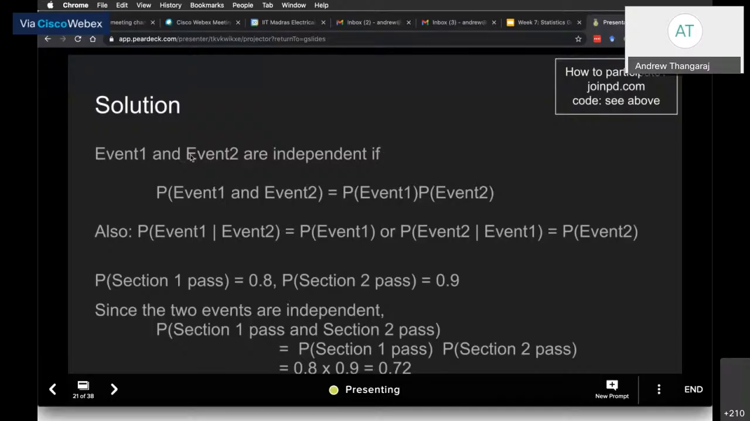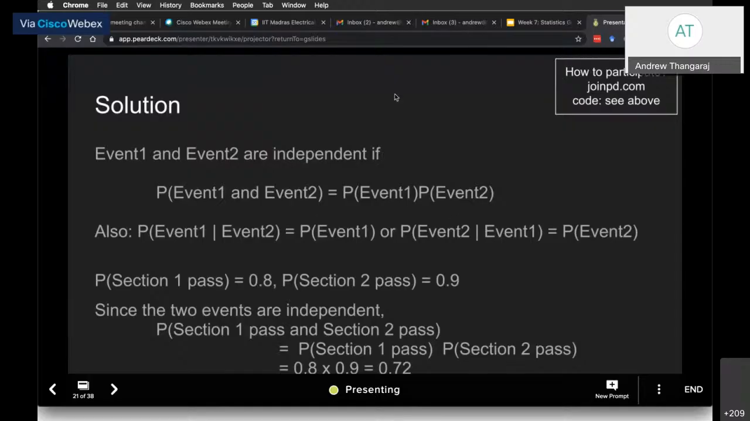If event 1 and event 2 are independent, when do you say event 1 and event 2 are independent? Probability of event 1 and event 2 equals the product of the two probabilities, probability of event 1 times probability of event 2. This is the definition of two events being independent. So in this case, you can also bring one of these event 1s below and rewrite this as probability of event 1 given event 2 being equal to probability of event 1, or probability of event 2 given event 1 being probability of event 2. So this is the independence rule.